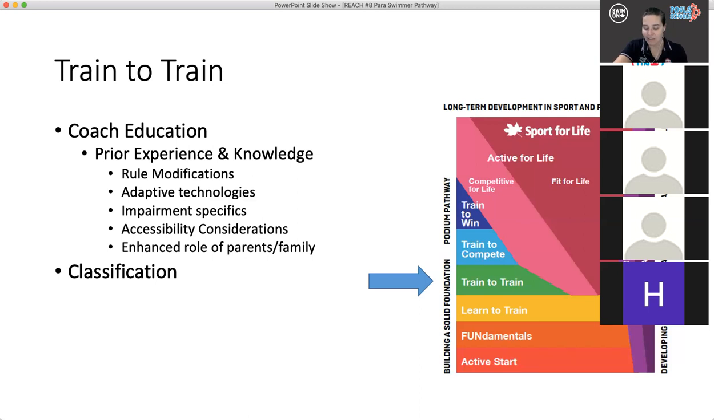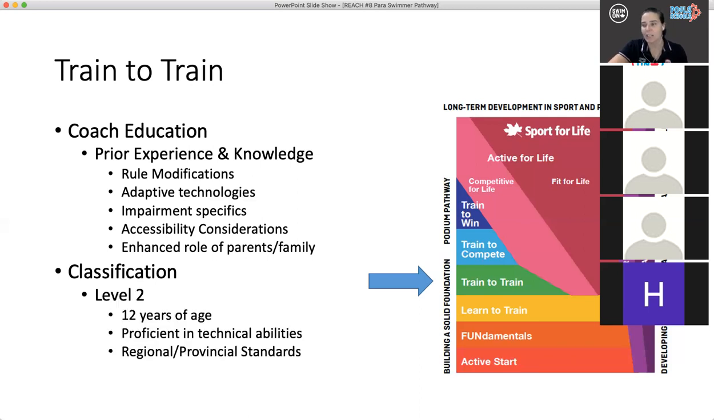At this level, we are talking about classification level 2. So to do your level 2, you need to be 12 years of age. You also need to be very proficient in your technical abilities. So there is a technical assessment that takes place at a level 2. So there's a bench test, which is like a physio exam. And then after that, you would move into a water test.